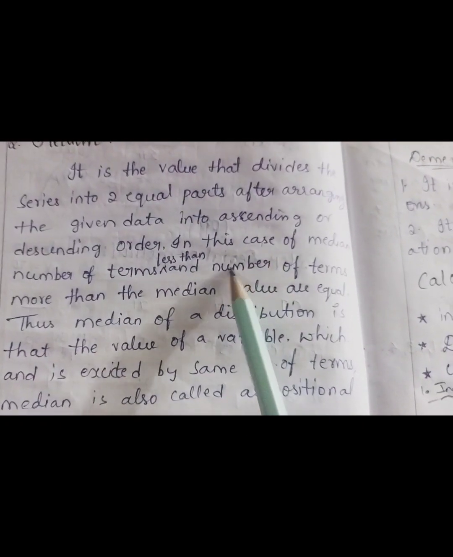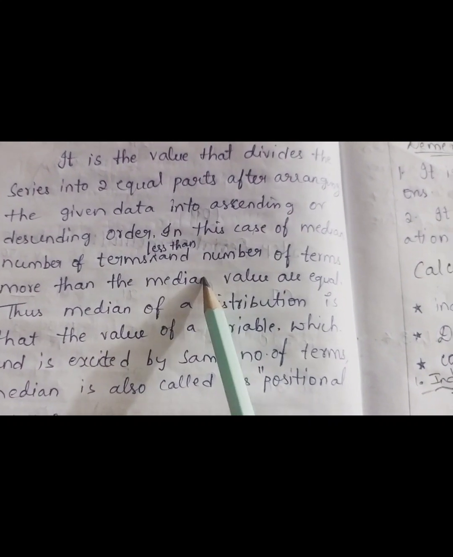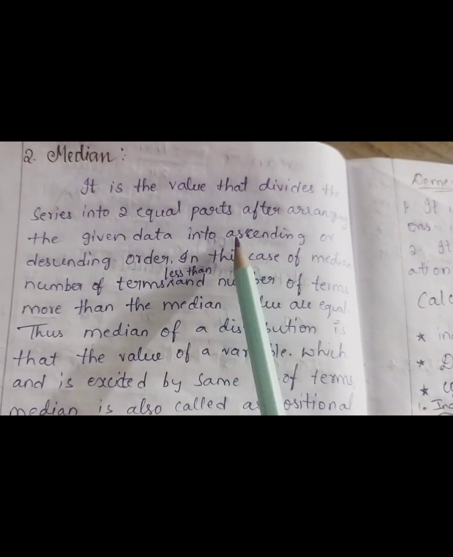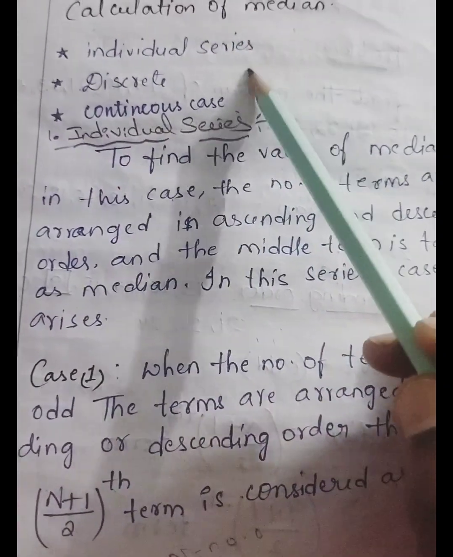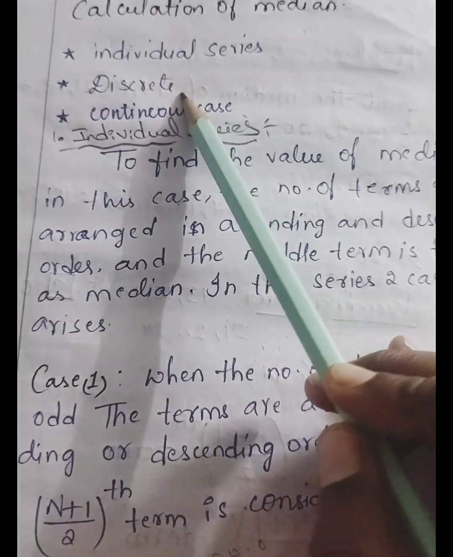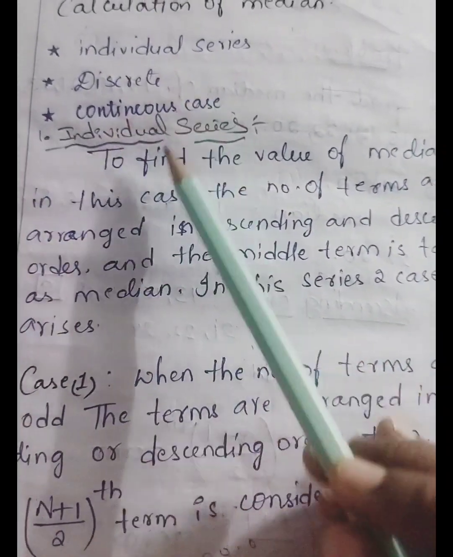After that we need to find the number of terms. Based on the number of observations we are going to get the median. So median is also known as positional average. In order to calculate median we have three series or three cases, you can say: first one individual, second one discrete and third continuous case. Let us see what is individual case.